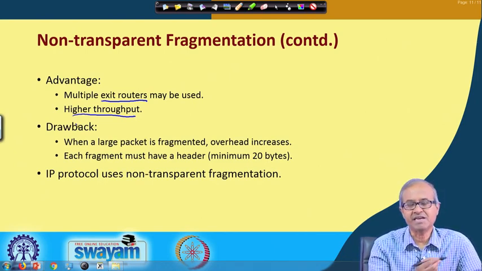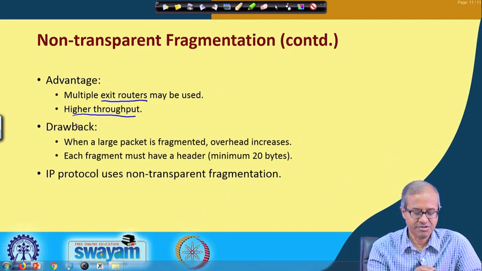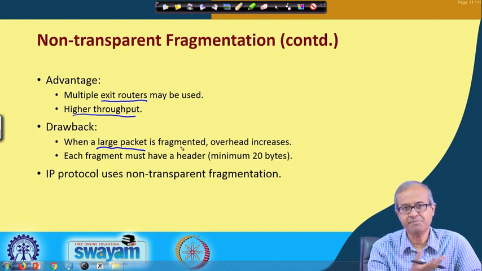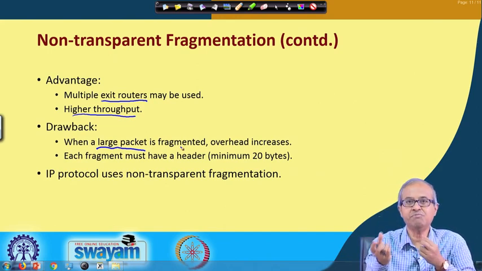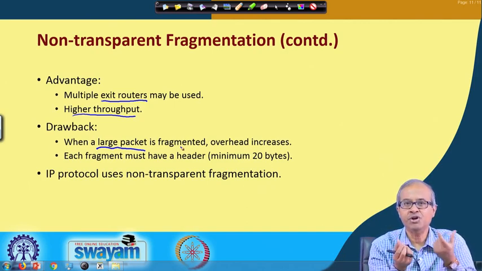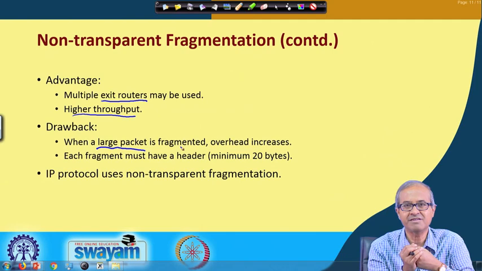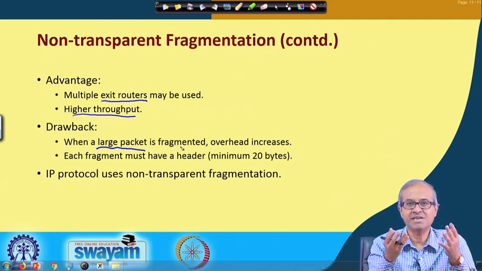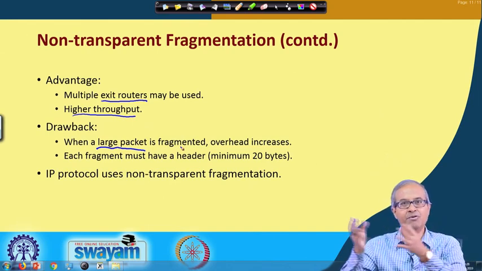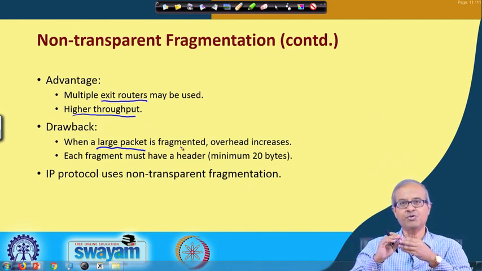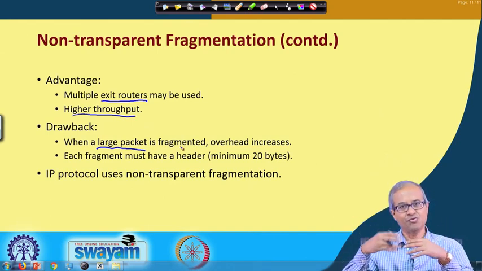But the drawback is that, as the previous example shows, if the original packet is large, there will be multiple fragments. In the previous example, there are 5 fragments created, and each of these 5 fragments are IP packets. So, there will be about 20 bytes of header. Okay. So, this header overhead will be increasing. So, the amount of data that will be flowing through the network in number of bits will increase.